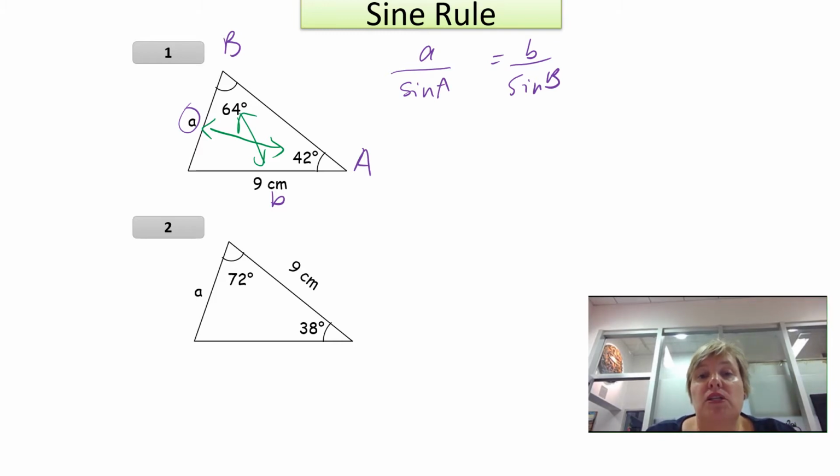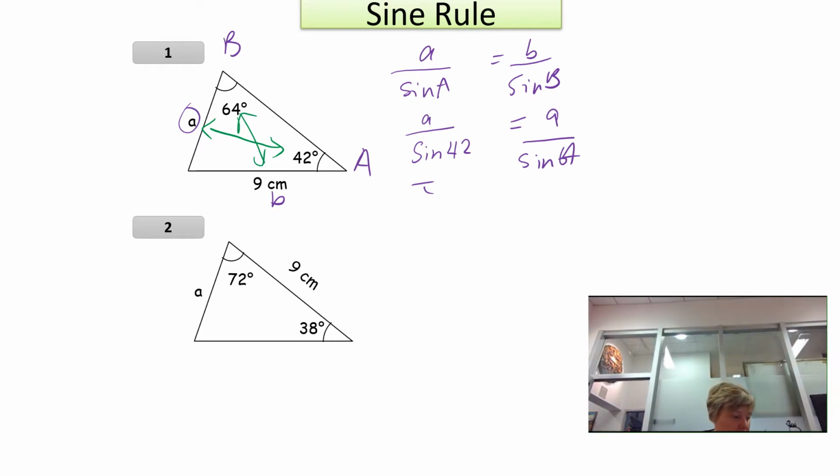Next step is to transpose that information in. I don't know what a is, so I leave that there. I have sine of 42, and that is equal to the other pair, which is 9, the length, over sine of 64. If I run that through my calculator, I will get an answer. Just got to find my calculator. Hang on a minute. There we go.